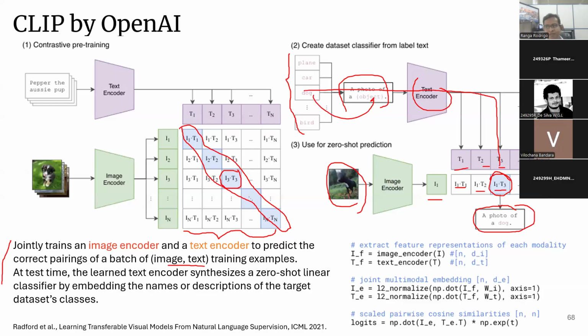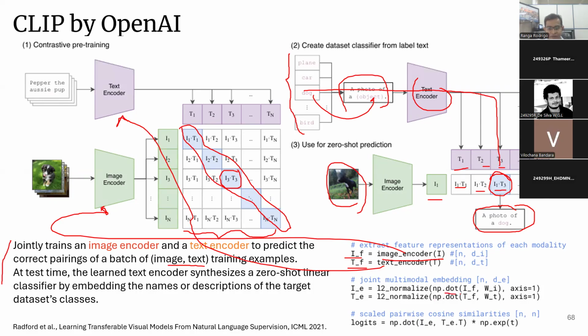So CLIP is available for you to use. You can use it and test it. In algorithmic form, it's very easy. There is the image encoder, this one, and the textual encoder, this one. You get IF by encoding the image, and you get TF by encoding the text.